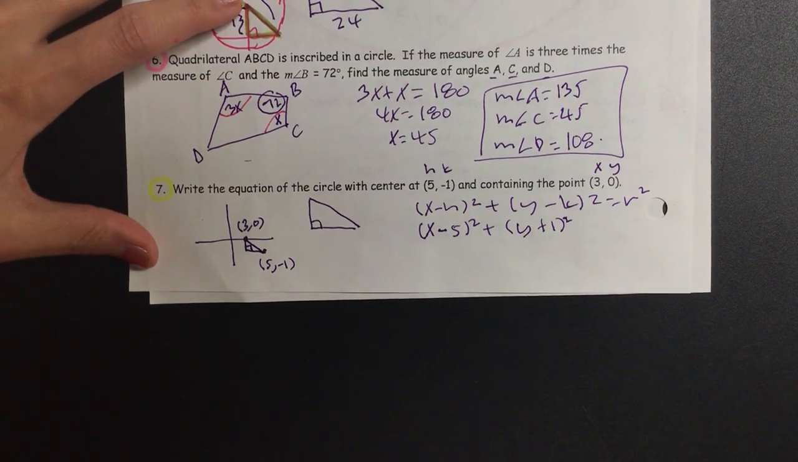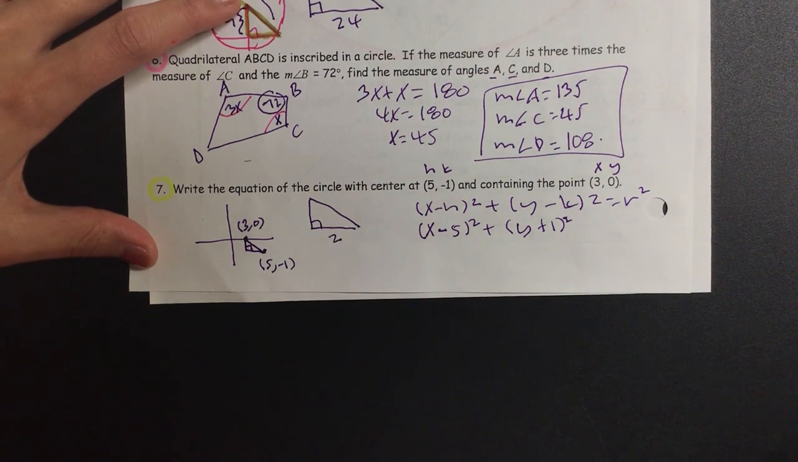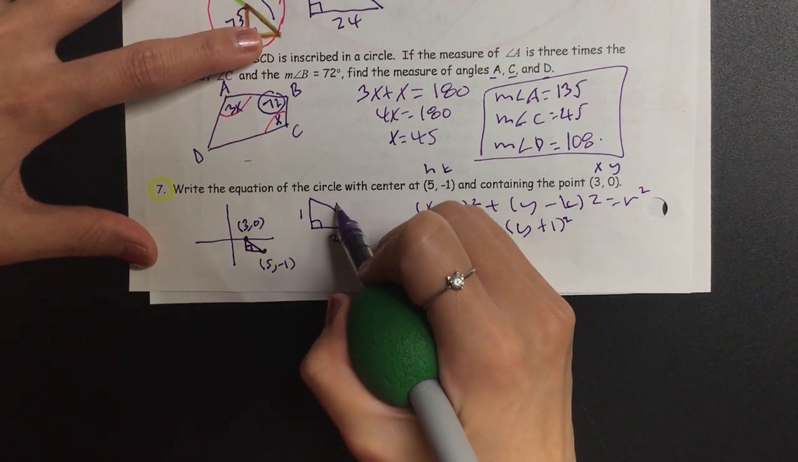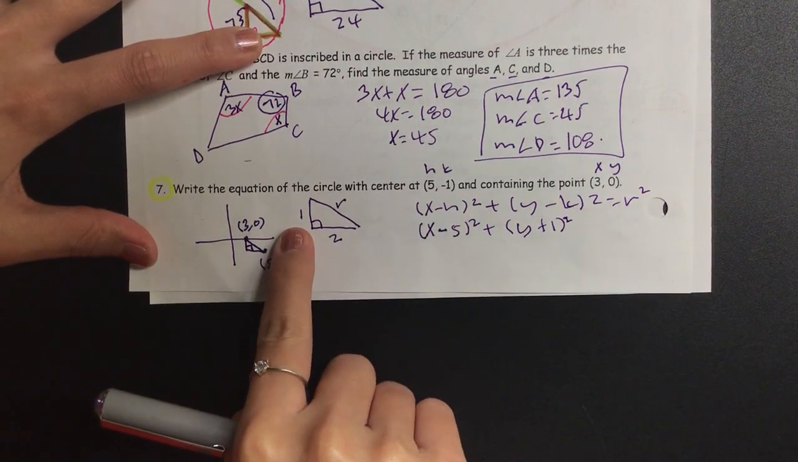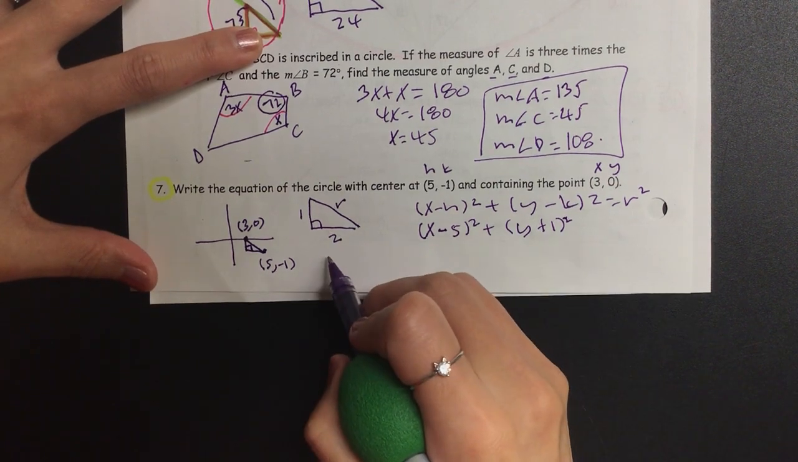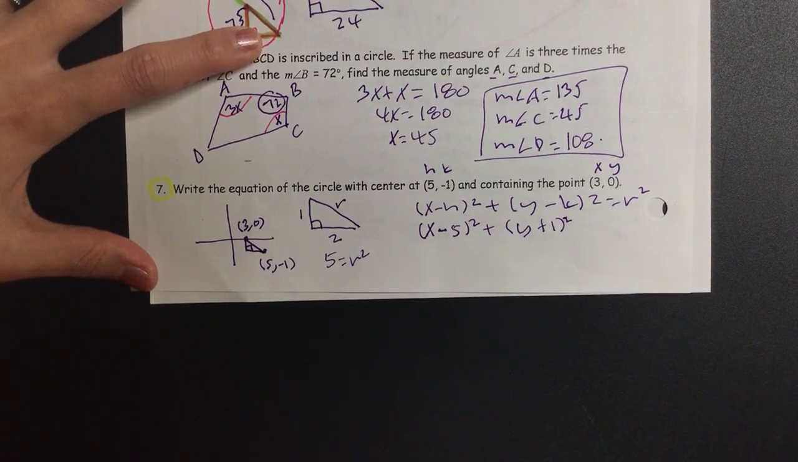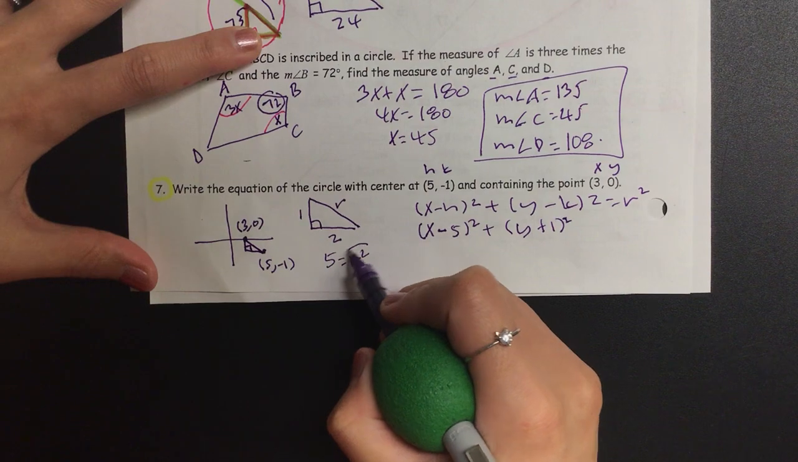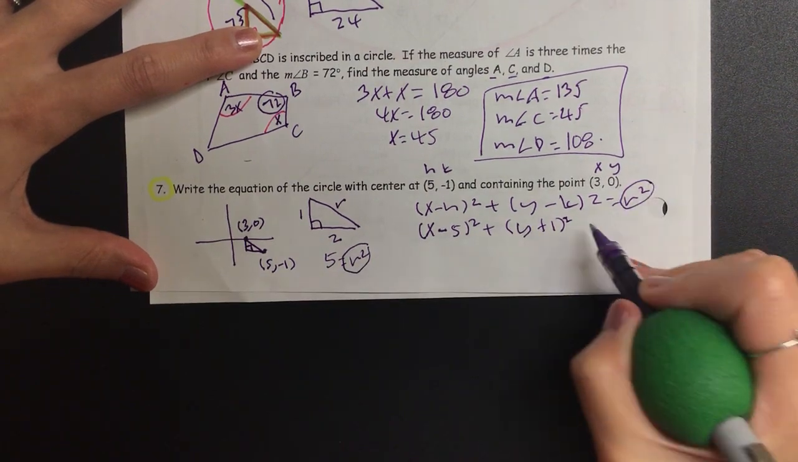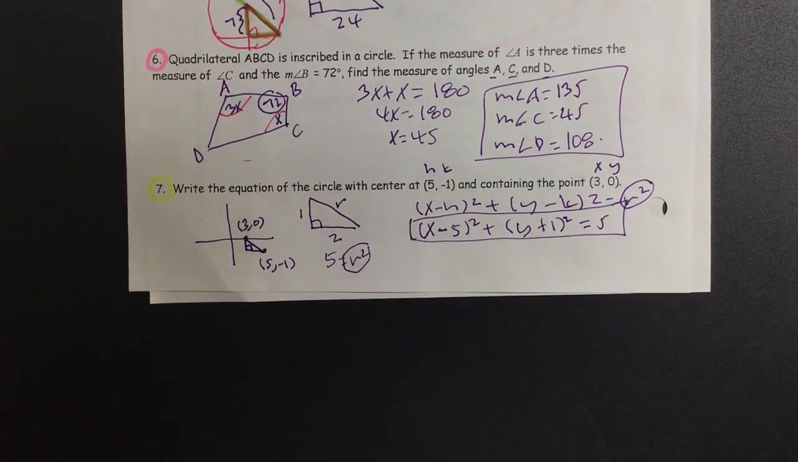What was the horizontal distance from 3 to 5? 2. What's the vertical distance? 1. And if I do the Pythagorean theorem to find the r, we're going to get 1 squared is 1, 2 squared is what? 4, and then together is 5. So we have 5 is equal to r squared. Do I need to square root this? The formula says r squared, right? Just put the 5 on there. Done. If you have to square it at some point anyways, there's no point in square rooting it.